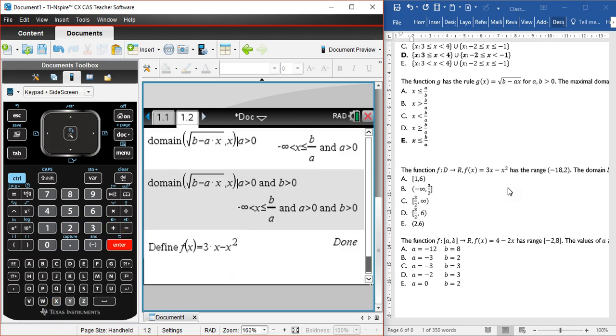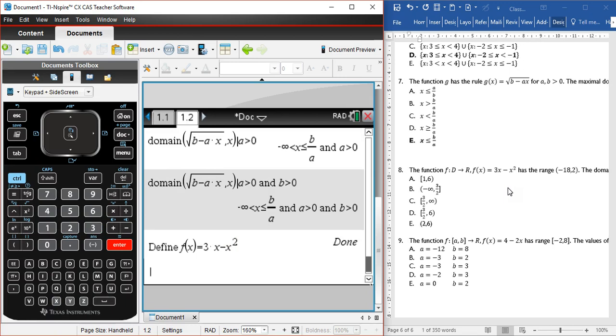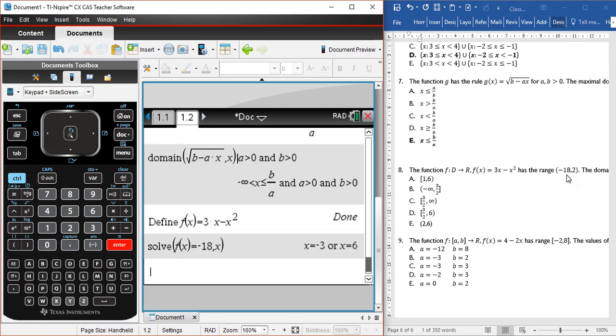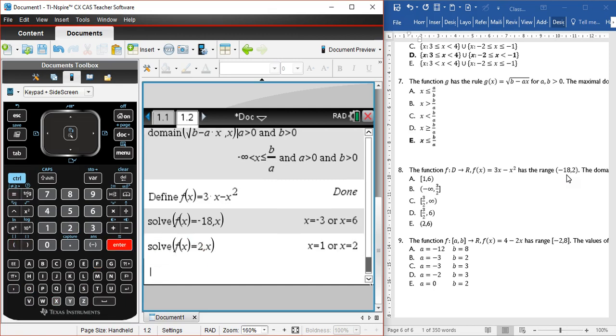The range is between -18 and 2, and you need to work out which domain will work. You can either sketch the graph of this function and then work out the domain and range. Or what I can do is try to find which x value will actually give you this range. So we solve f of x equals -18. Solving for x, it's either -3 or 6. And if you solve f of x equals 2 for x, it's either 1 or 2.